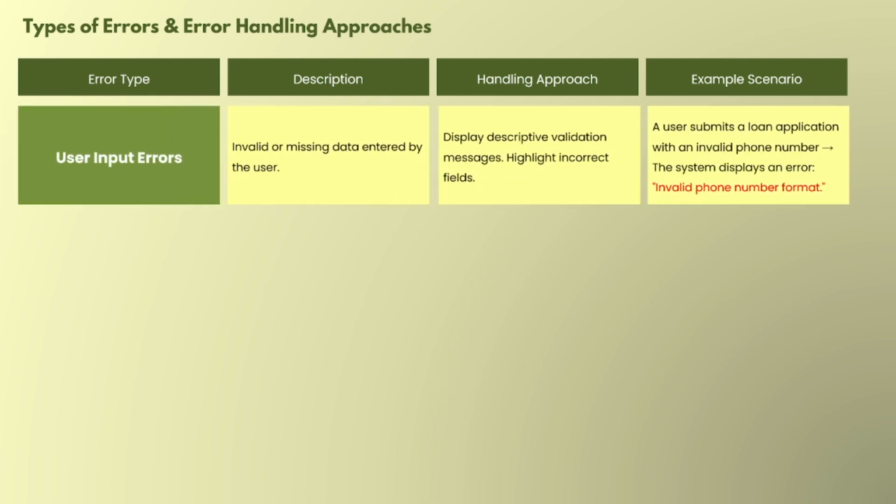So the very first type of error is user input error. We have already seen this user input error when someone puts an incorrect date while calculating age below 18, then such errors we can call user input errors. Invalid or missing data entered by the users are nothing but user input errors. So how to handle such errors? Display descriptive validation messages and highlight the incorrect field. Means by highlighting that field and displaying a message that yes, you are going wrong somewhere here, so you need to correct it. A simple example: a user submits a loan application with an invalid phone number.